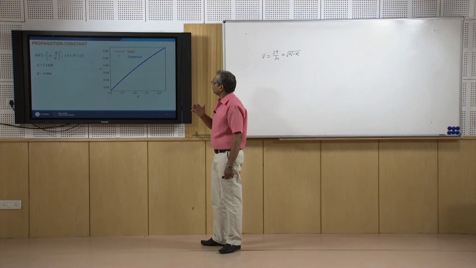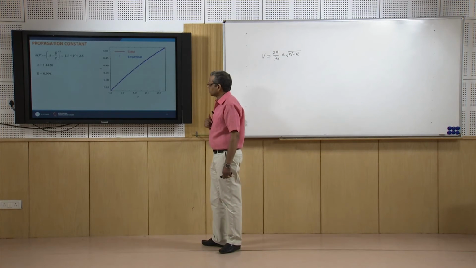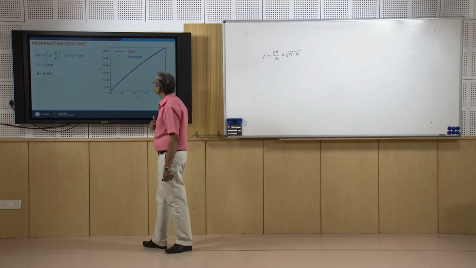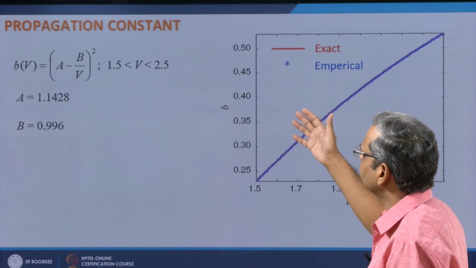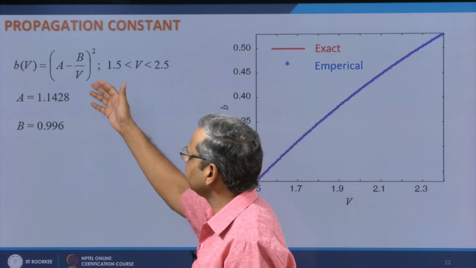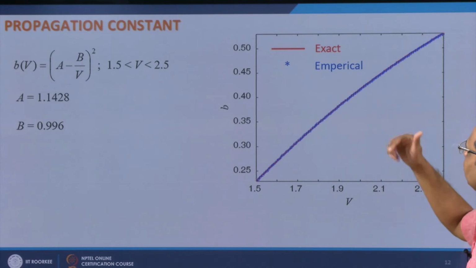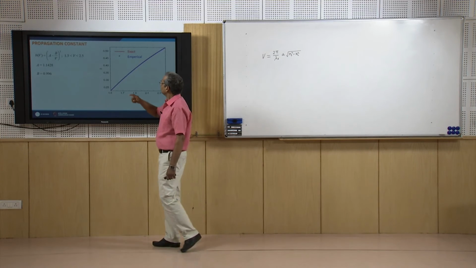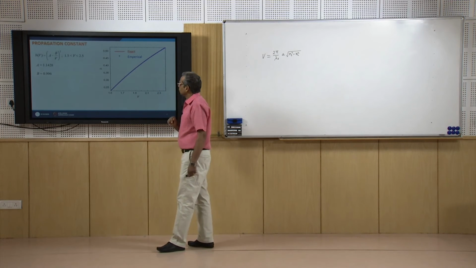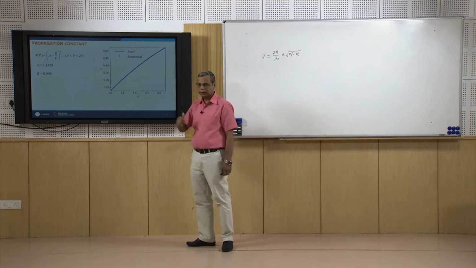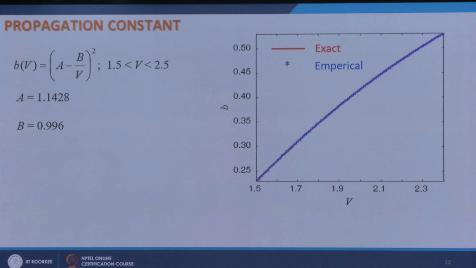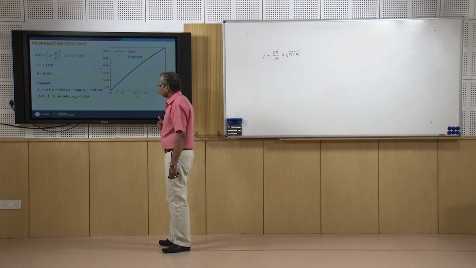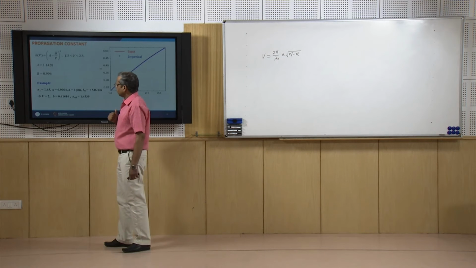How good this empirical relation is, for that I have superposed the values of B obtained by this empirical relation on the values obtained by solving the transcendental equation, and I find that the agreement is quite good. If I look at this graph, I can also have a quantitative estimate of how good this fitting is. That I will do in the next slide.